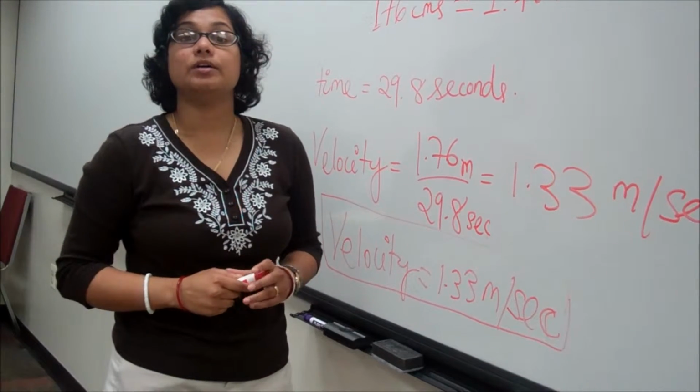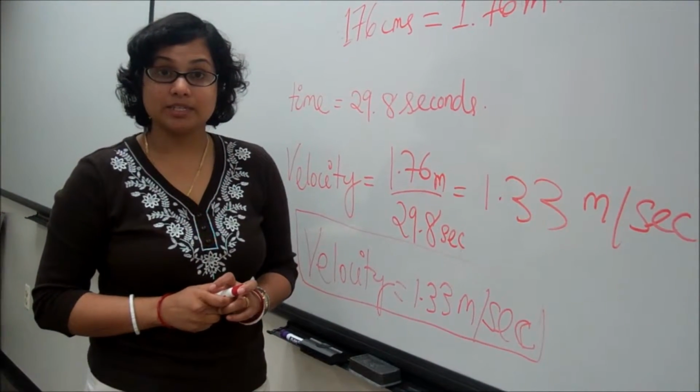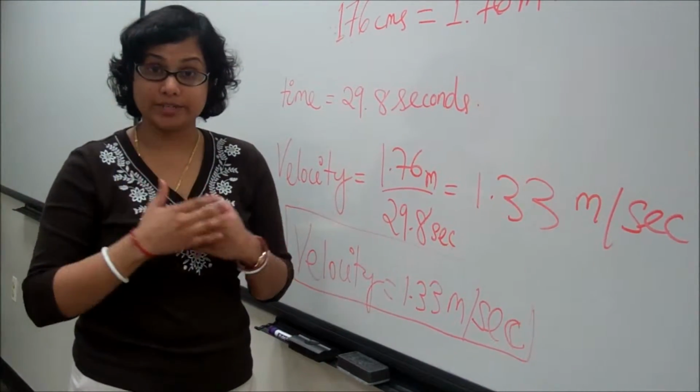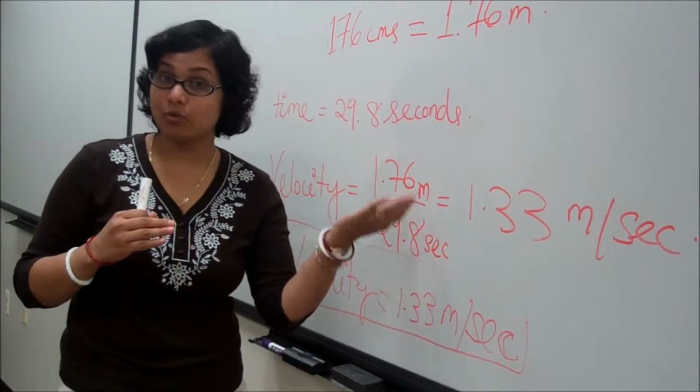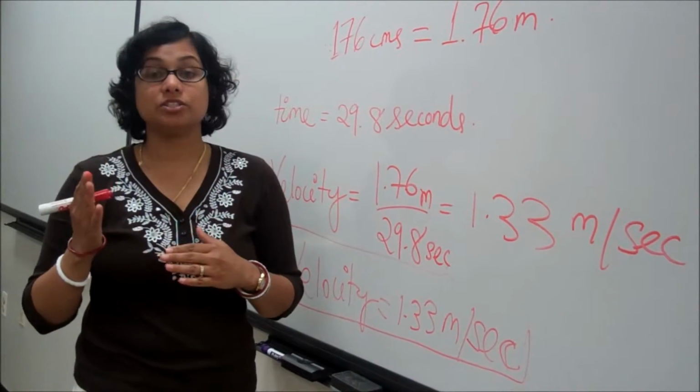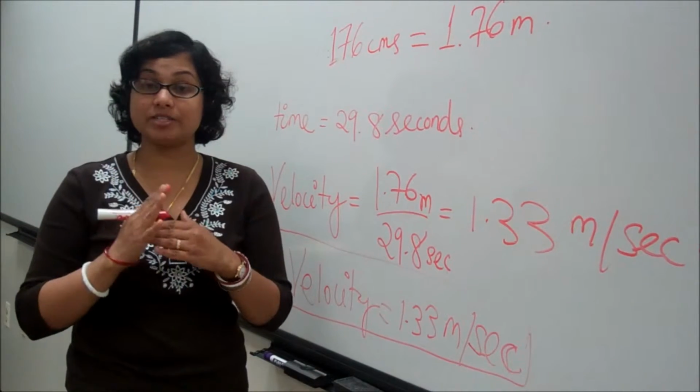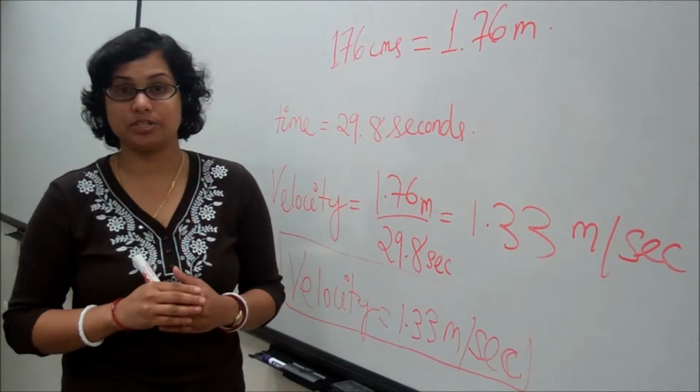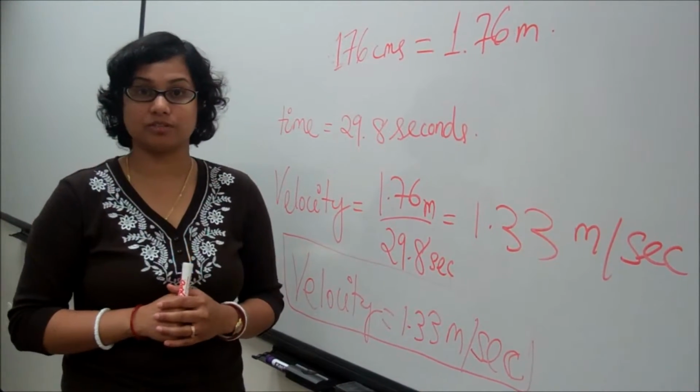So velocity and speed are both related, but speed is a scalar quantity, whereas velocity is a vector quantity because it has a direction.